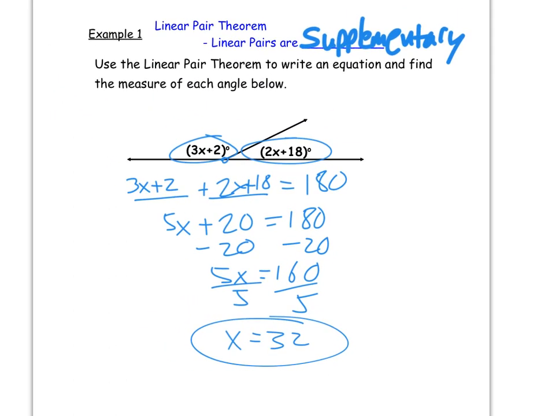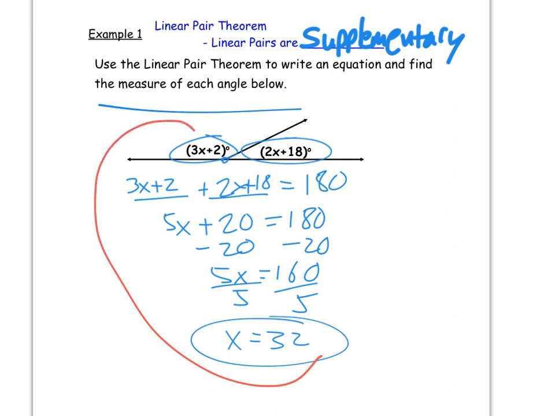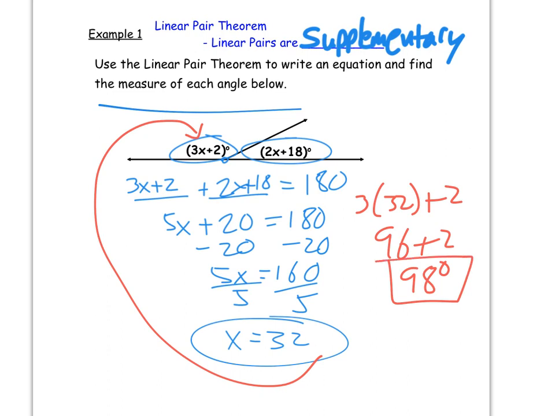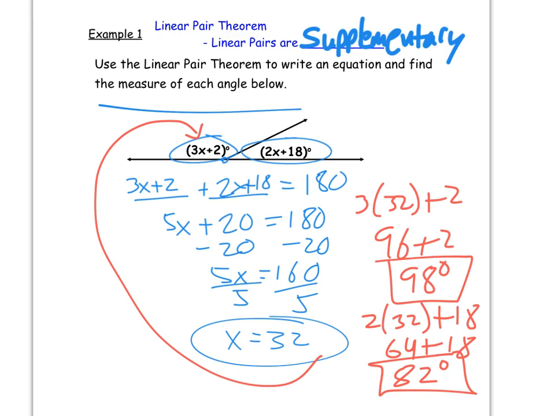The question we wanted to find is the measure of each angle. So we got to plug that thing in for x here. So we have 3 times 32 plus 2. That's going to be 96 plus 2, which is 98 degrees. All right, and then the other angle has to add to 180, so we can plug that in, and we get 2 times 32 plus 18. That's 64 plus 18. 64 plus 20 is 84. So 2 less than 84 is going to be 82, and that's what we kind of expect. All right, so that's how we can find an equation and find out what x is to get the measure of the original angles.